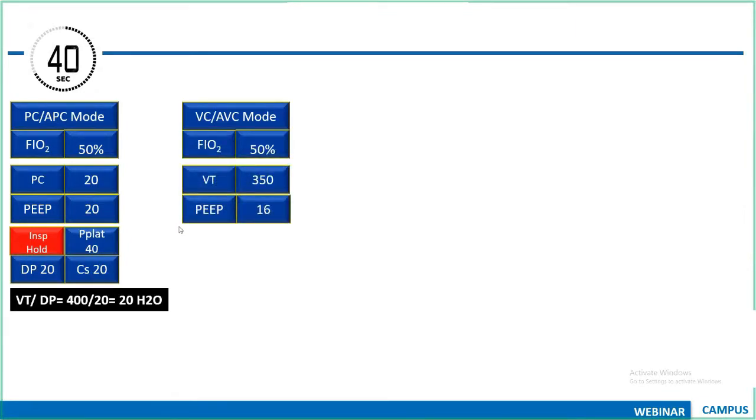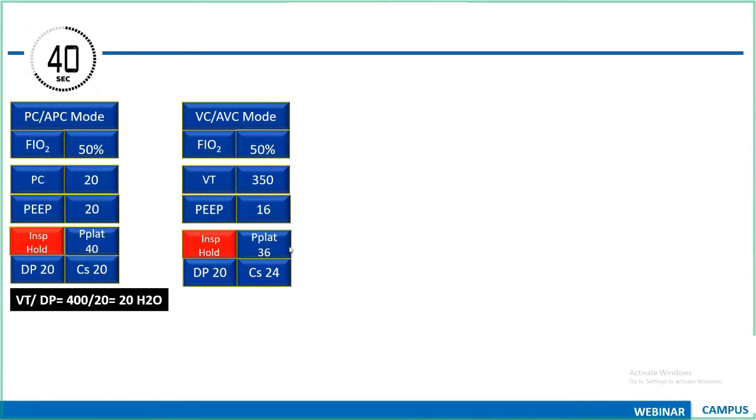How to titrate the PEEP in a volume control mode? The majority of the trials are done in a volume control mode. So here I have calculated with the predicted body weight, around 6 ml per kg, and it is coming to 350 ml. From 20 I have reduced the PEEP to 16. I have put it in an inspiratory hold, and now my driving pressure is almost the same. The compliance is 24, the plateau is 36.